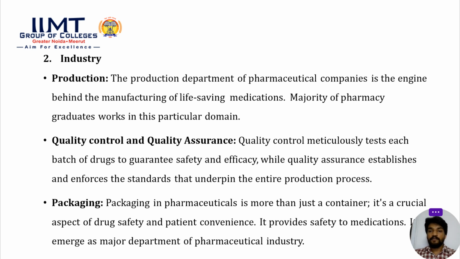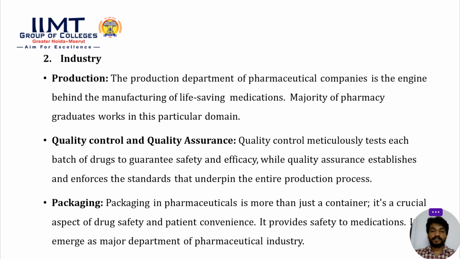The production department of pharmaceutical companies is the engine behind the manufacturing of life-saving medications. The majority of pharmacy graduates work in this particular domain. Next is quality control and quality assurance. Quality control meticulously tests each batch of drugs to guarantee safety and efficacy, while quality assurance establishes and enforces the standards that underpin the entire production process.